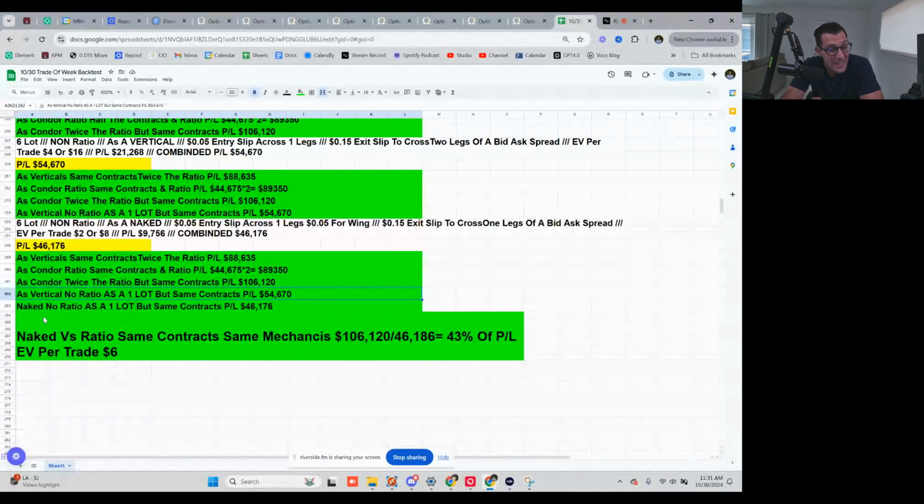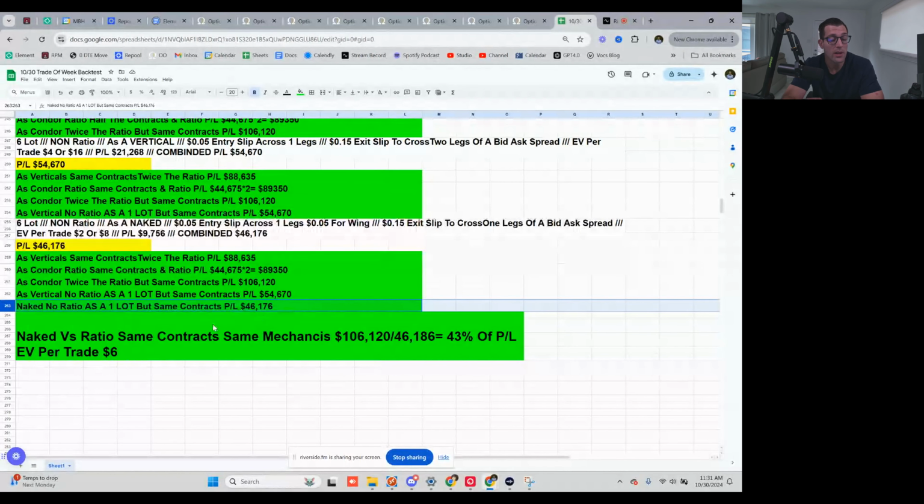Then when we go as naked, which is how I would actually prefer to test things and how I do test everything, we now have a value of $46,000. So looking at this naked, when we isolate just managing the short leg and we show a more accurate assumption of what is reflected in the actual market to cross the bid-ask spread and to pay for the wing, we lose 43% of our P&L. And this mechanical entry iron condor only has an expected value of $6 per trade.